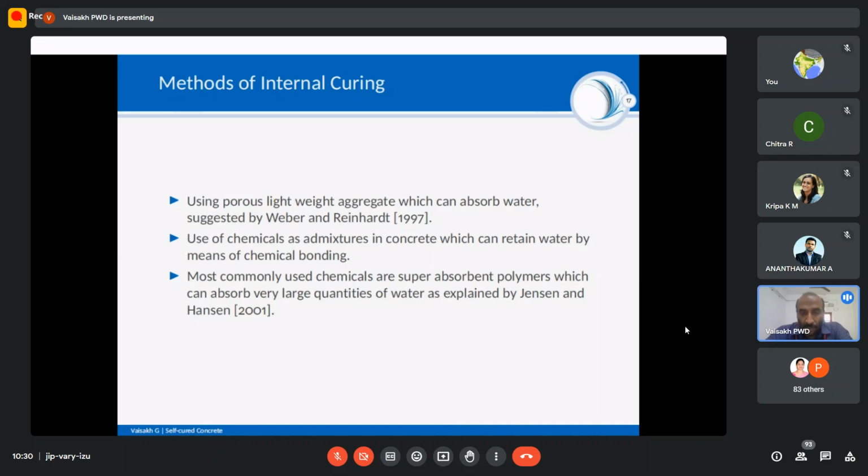The most commonly used chemicals are super absorbent polymers, which can absorb very large quantities of water. We are using it in different areas. The silica gel that we have, along with any electronic products to prevent it from moisture. You might have seen it in packing. The diapers, the sanitary napkins, everywhere we are using it, but the same thing can be used in concrete to absorb water and retain it internally to create internal water reservoirs.